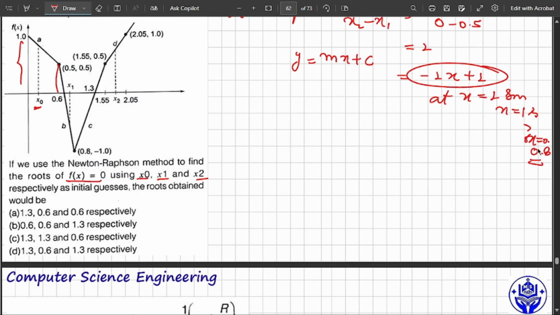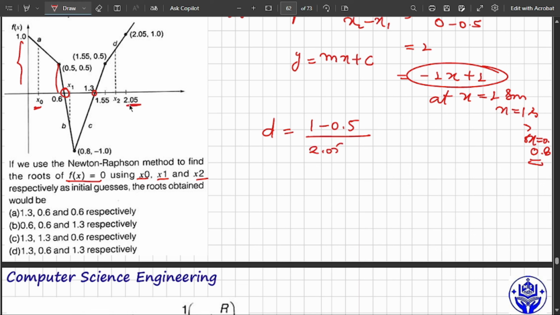After that, it cuts line C and not line B. So this is line B, line C. Now the perpendicular at x1 is cutting line B and basically the root will be 0.6 here. If we put the perpendicular from here, then we get the roots 0.6 and 1.3. So the slope of the line again we can find, like 1 minus 0.5 divided by 2.5.